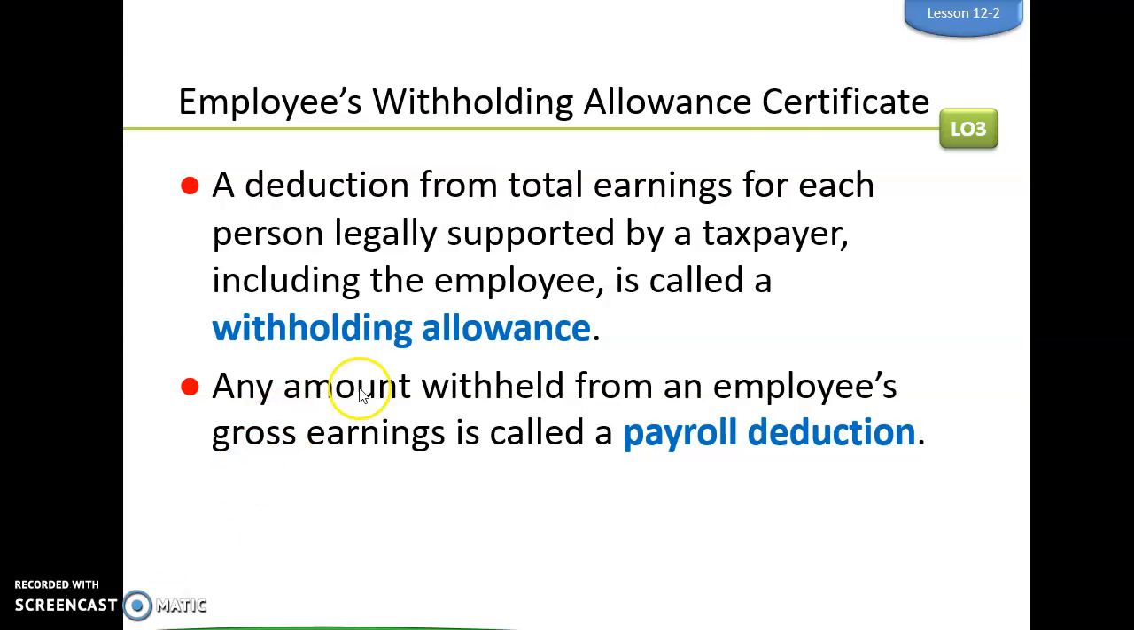So any amount withheld from an employee's gross earnings is called a payroll deduction. Federal income tax is just one of the many amounts that are withheld. We'll talk about some other taxes in this chapter that are withheld for all employees, but some employees choose to have certain deductions withheld. So some have retirement plan contributions, some people have health care premiums, etc.